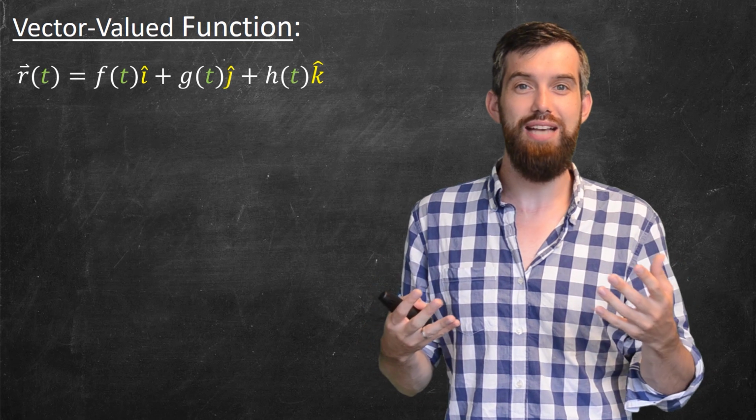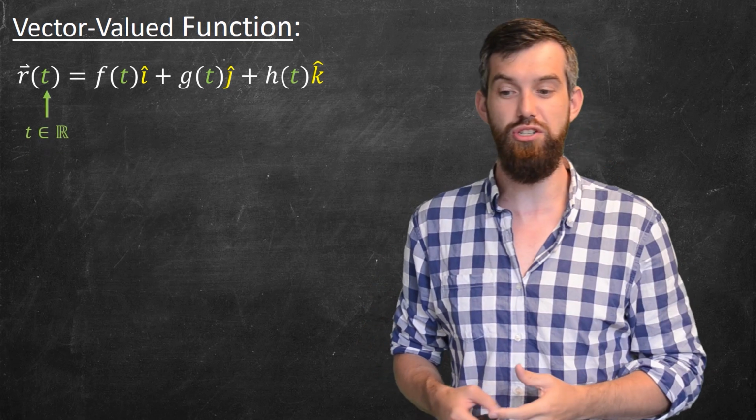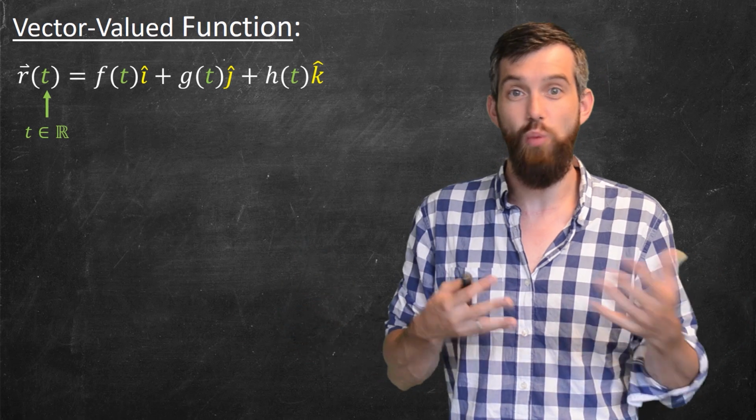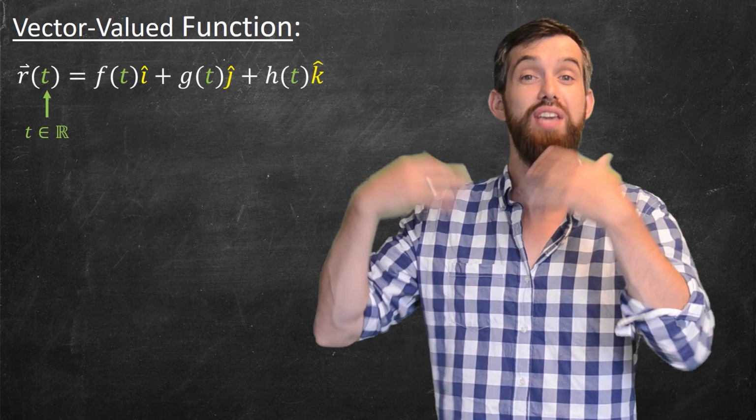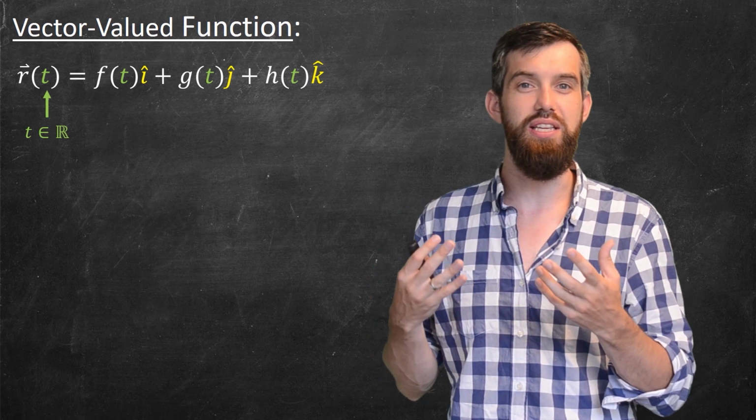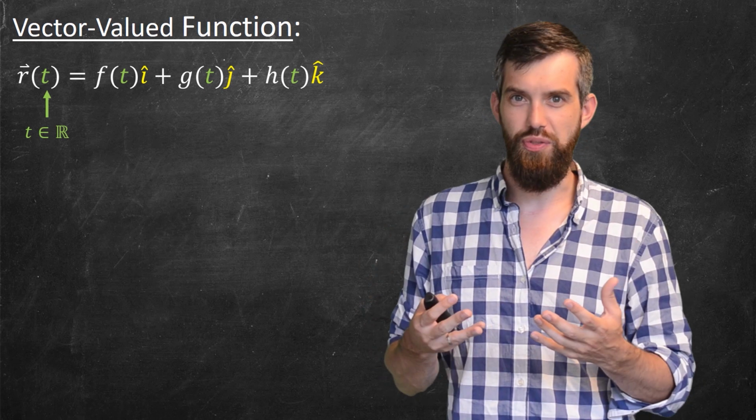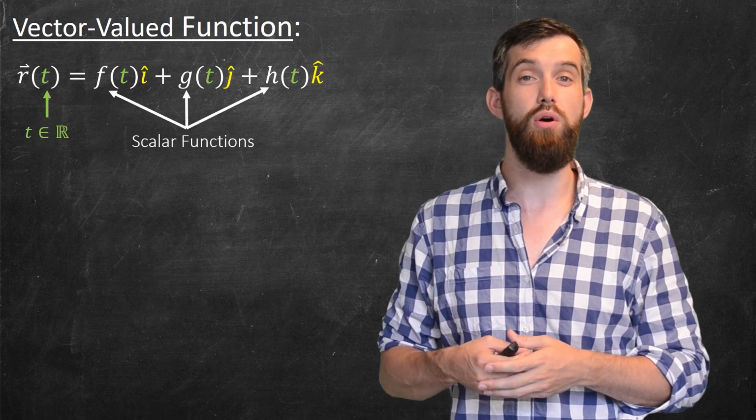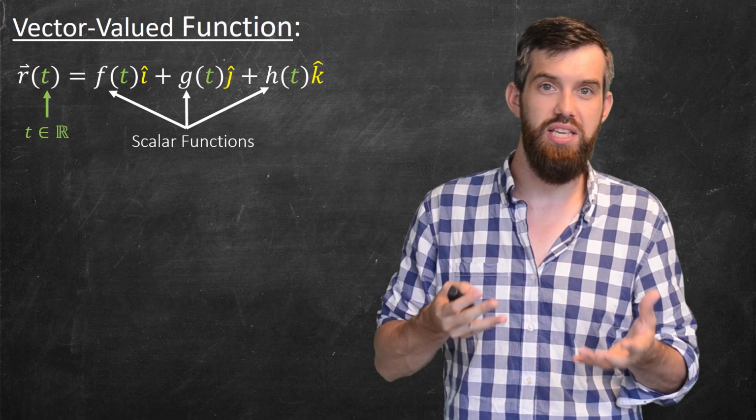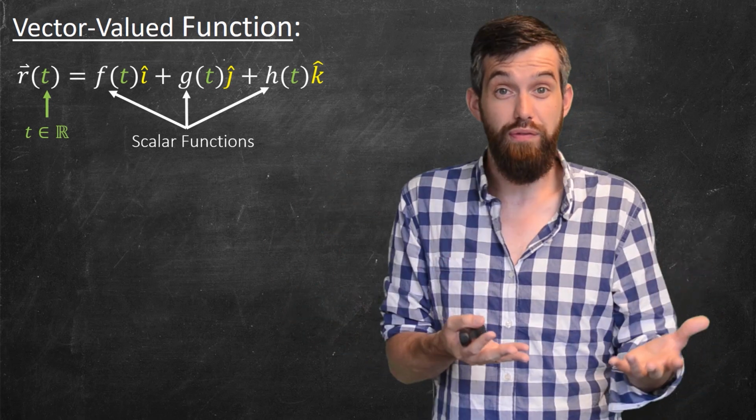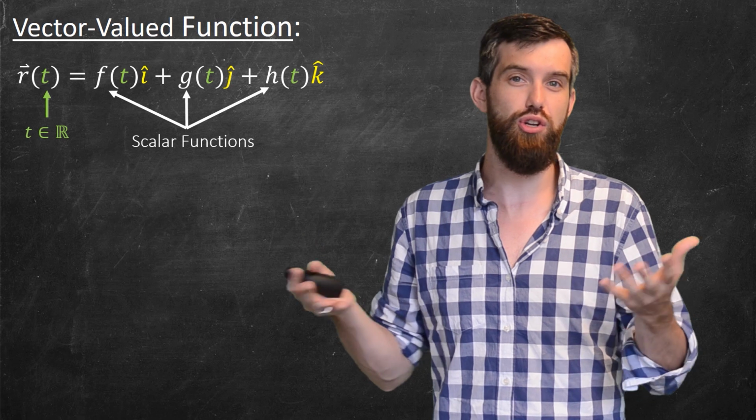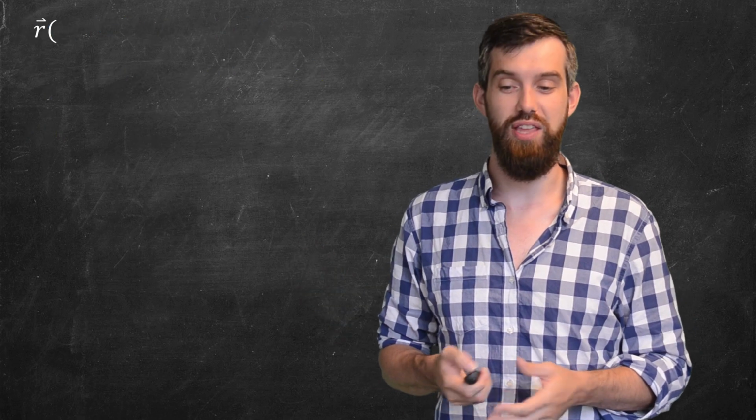The vector-valued function has a single input t, and that t is just some scalar. It's a real number. But its output has an x, y, and z component. It's an f of t in the i hat direction, a g of t in the j hat direction, and an h of t in the k hat direction. Here, the f, the g, and the h, those are what we call scalar functions, the kind of functions you would have seen back in single variable calculus, one input t and one output. But because I have 3 of them, all multiplying the 3 canonical unit vectors, what I have is a 3-dimensional output.